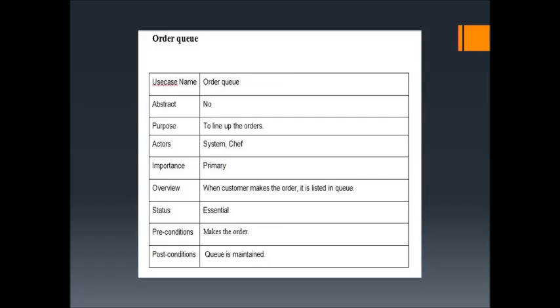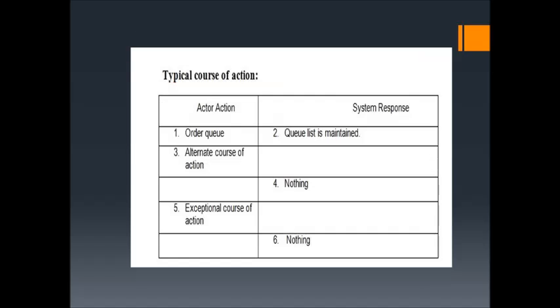Use case name: order queue, actors: system, chef. Overview: when the customer makes the order, it is listed in the queue. Status: essential. Preconditions: makes the order. Post conditions: queue is maintained.